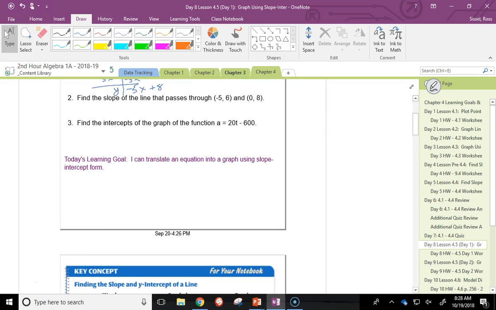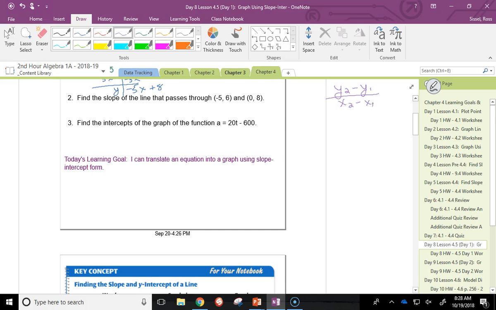Number 2. Find the slope of the line that passes through negative 5, 6, and 0, 8. How do I find slope? Brianna? Y2 minus y1 over x2 minus x1. Perfect. So we find slope by y2 minus y1 over x2 minus x1.